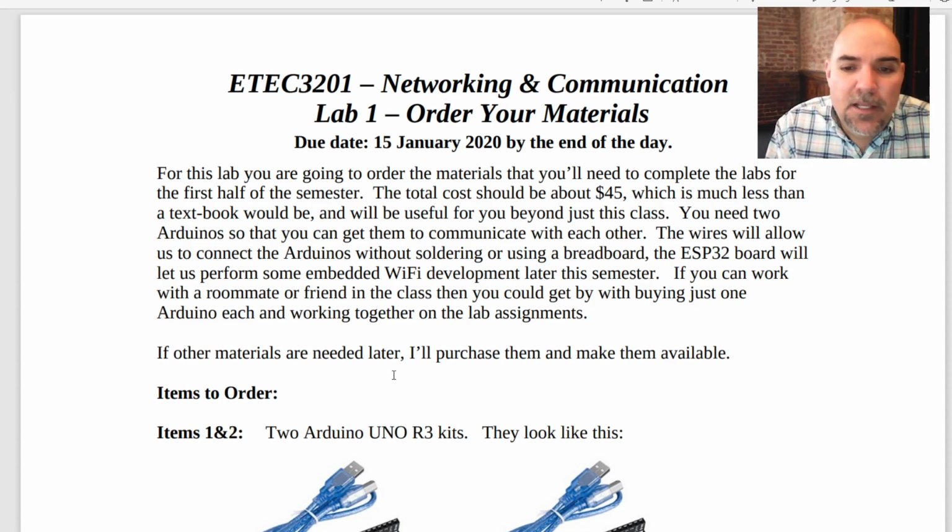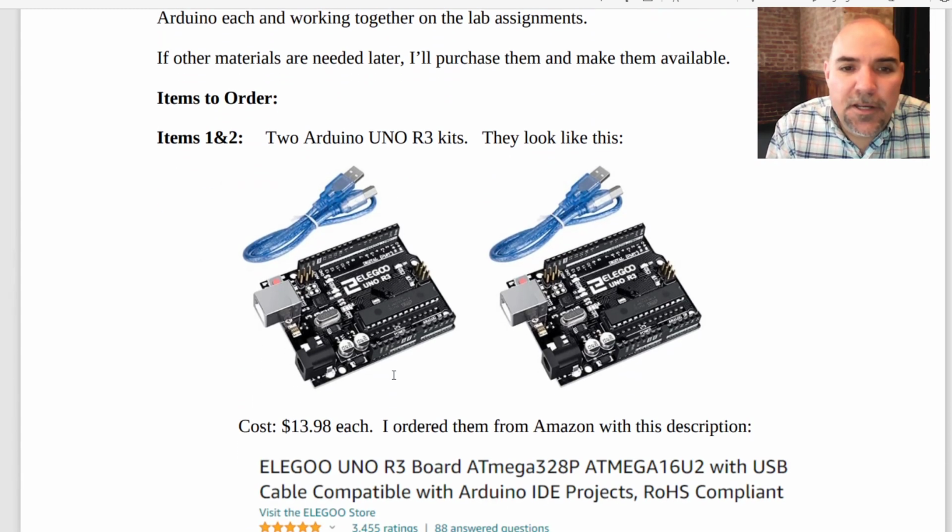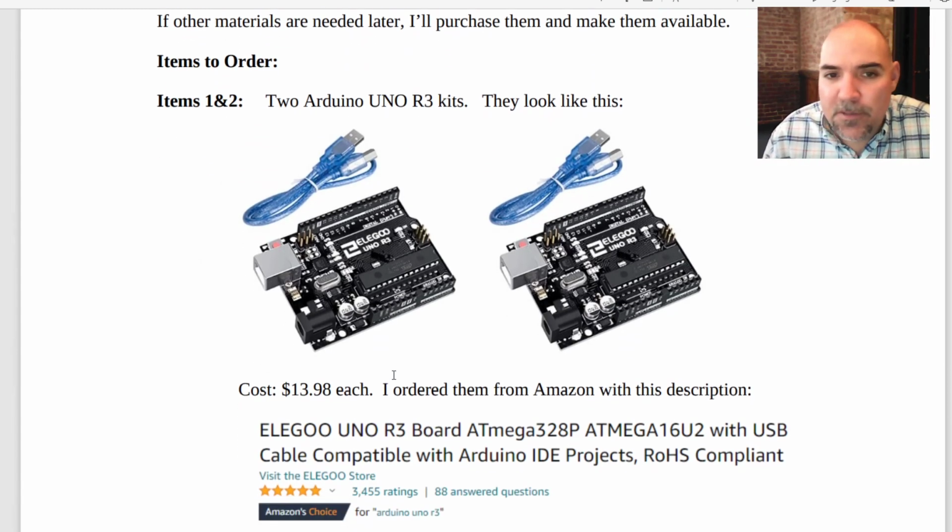The first thing here is you're going to need 2 Arduino Uno R3 kits. And those look like this. These are the ones that I got off of Amazon. They had the Elegoo brand. They're not the official Arduino, but Arduino is an open source hardware project. So other companies make them and they work. So feel free to look at other companies' versions of these on Amazon. The original Arduino ones are a little bit more expensive. So if you want an original one, feel free to get it, but these ones cost about $14 a piece.